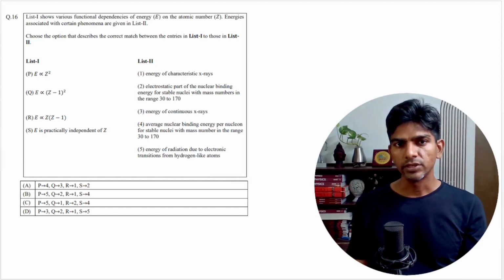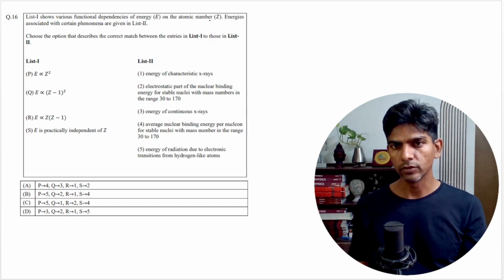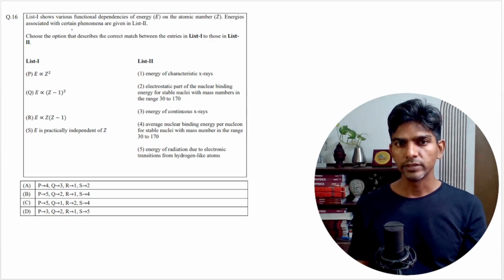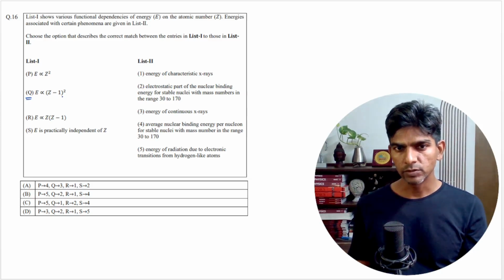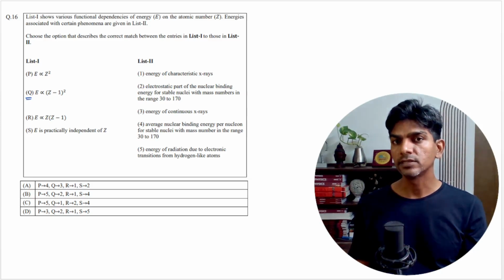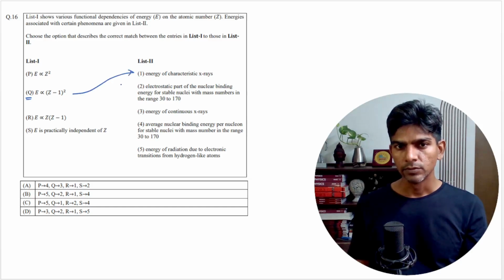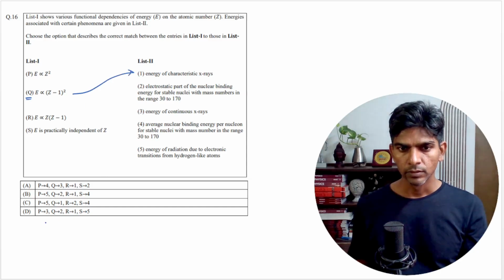So this is question 16 of JEE Advanced 2025 paper 1. List 1 shows various functional dependencies of the energy E on an atomic number Z. Energy associated with certain phenomena are given in the list 2. So let us see in list 1. We can clearly see that Q is energy proportional to Z minus 1 whole square, where 1 is the screening constant, right? So it is Moseley's law, which means the characteristic X-ray. So Q corresponds to 1, right? So we can eliminate other options. So option C is the right answer.